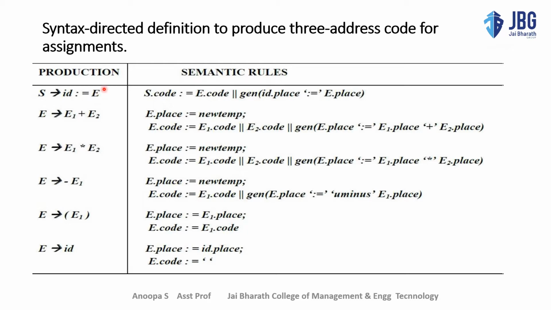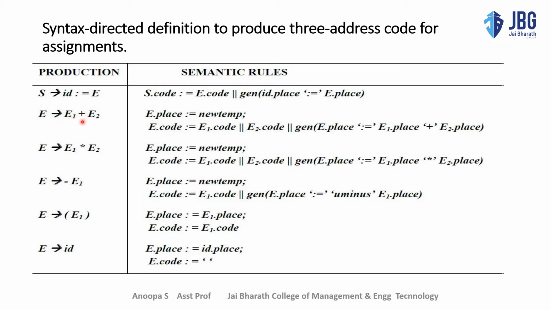So we can write the direct production itself, E giving E1 plus E2, as three address code, right? So it can be either E dot code, or we can assign the value of E to id, that is, generation of id dot place equal to E dot place.